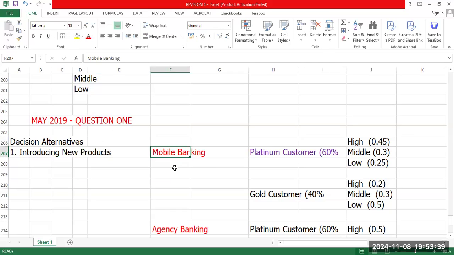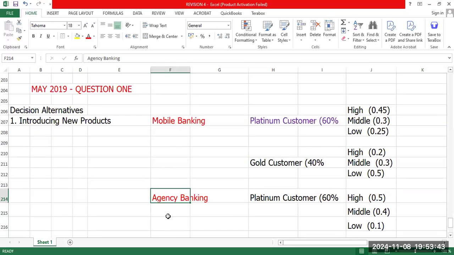The option of introducing mobile banking, the also option of introducing what? Agency banking. Do you agree that these are also your decision alternatives? Yes. These are your decision alternatives because you have no probability even here. You start by introducing a product. Option of introducing a product.